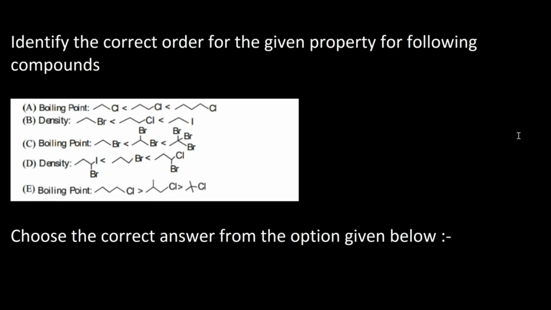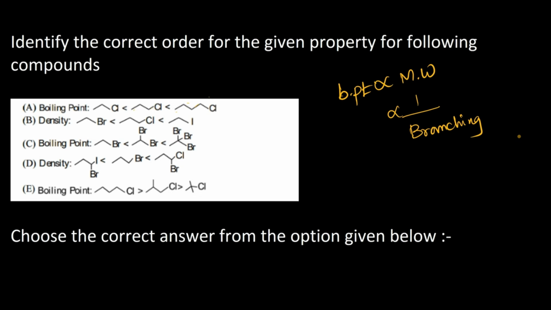Identify the correct order of the given property for the following compounds. Boiling point and density are given. Boiling point depends on two or three things: it is directly proportional to molecular weight and inversely proportional to branching. Remember these rules. Then let's see one by one. The first one is having Cl with 1, 2, 3 carbons, 2 carbons, 3 carbons, 1, 2, 3, 4 carbons.